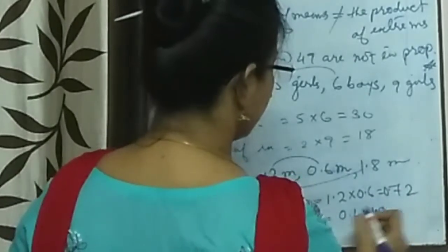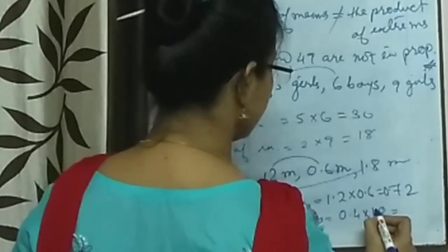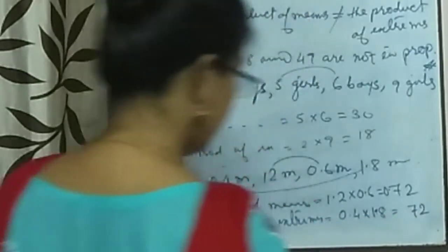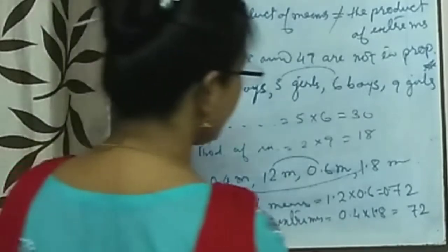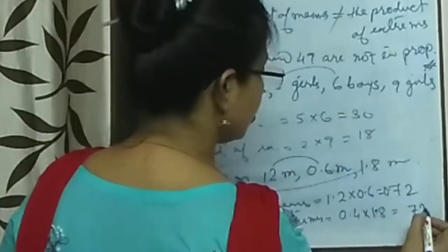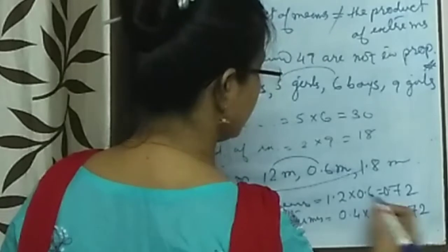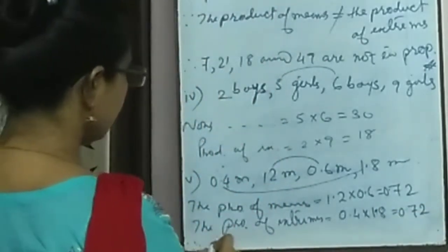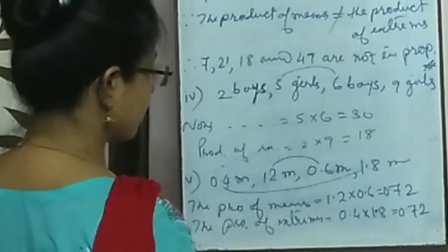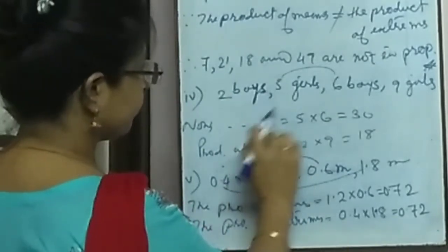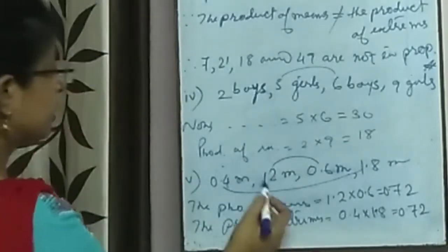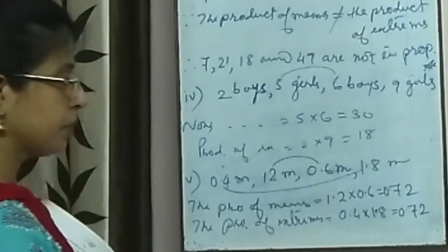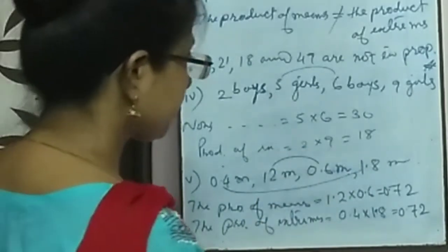So again here it comes, 1:2, 1:2. Now we have seen the both answers are same. Here you write, since the product of means is equal to product of extremes, therefore they are in proportion. The numbers 0.4, 1.2 meter and 0.6 and 1.8 meter are in proportion.